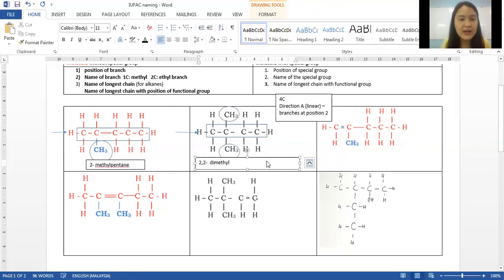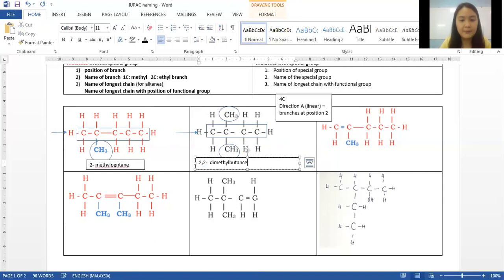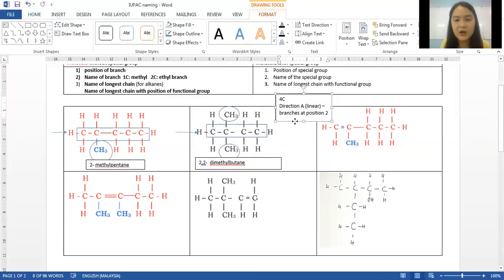All right. Now looking into this molecule, it is just a normal alkane, so we need to just name the longest chain. My longest chain, which is boxed out, has 4 carbon, so I call it butane. An alkane with 4 carbon is called butane. So that is molecule number 2. Next, moving on.